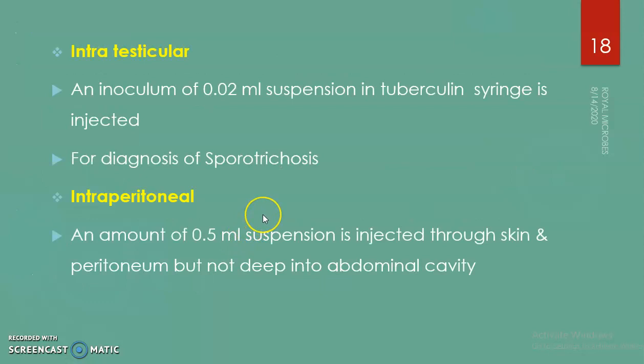Then intratesticular is the next method. Here the inoculation is done into the testis, where 0.02 ml of suspension is injected with a tuberculin syringe. It is for diagnosis of sporotrichosis. Next is intraperitoneal. Here 0.5 ml of the saline suspension of the organism is injected through the skin and peritoneum. Care must be taken not to inject deep into the abdominal cavity of the mouse.